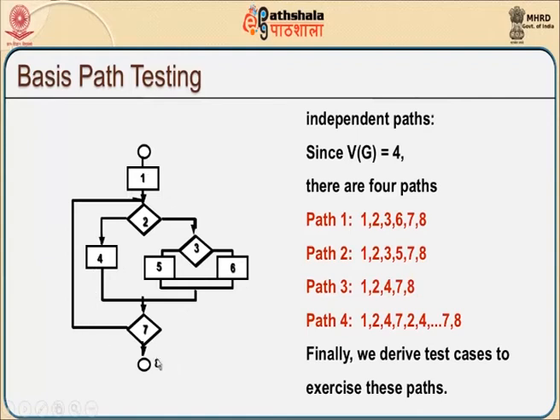Assume we have got a graph something like this. The total number of independent paths, by just looking at the number of decisions, we have got 3 decisions. So, number of simple decisions plus 1, we generate the complexity of the graph as 4. So, there should be 4 independent paths. The 4 independent paths can be generated out of the given control flow graph, and finally, we are supposed to derive test cases to exercise these independent paths. That means, every independent path needs to be tested with a definitive set of test cases.